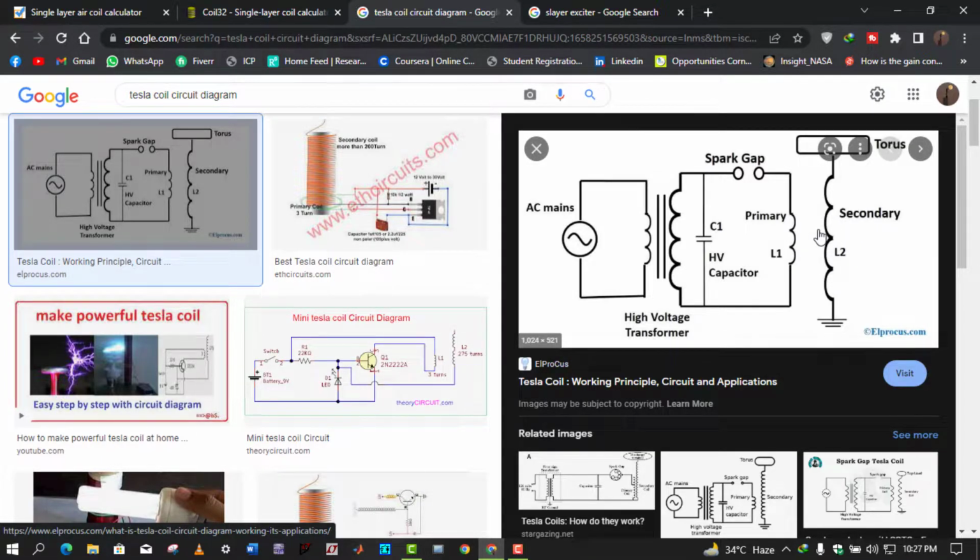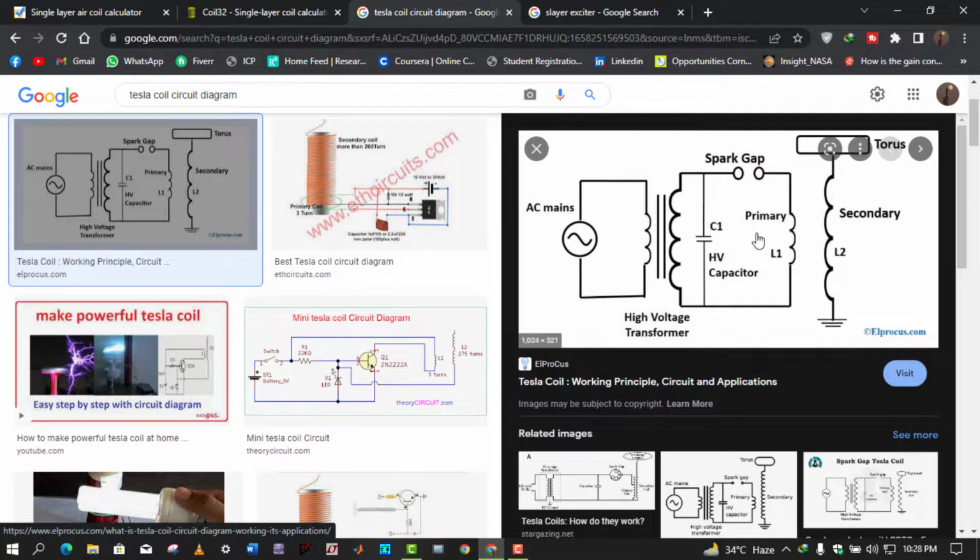But here the main issue is the resonance. We have to tune the primary LC tank and the secondary LC tank. In the secondary circuit we have a top load which has some capacitance, like parasitic or stray capacitance, you can call it. So by this capacitance that the torus has and this L2 inductance, it will have some resonant frequency. To make this circuit work correctly, you have to tune the primary LC tank and the secondary LC tank, which is a difficult task here.